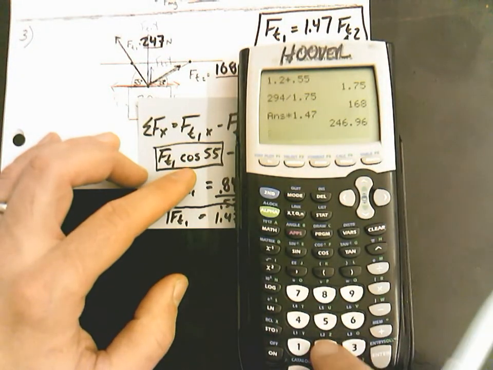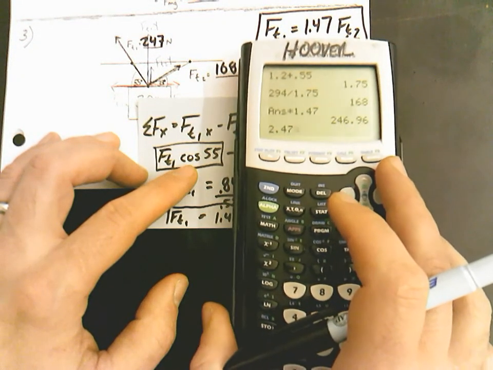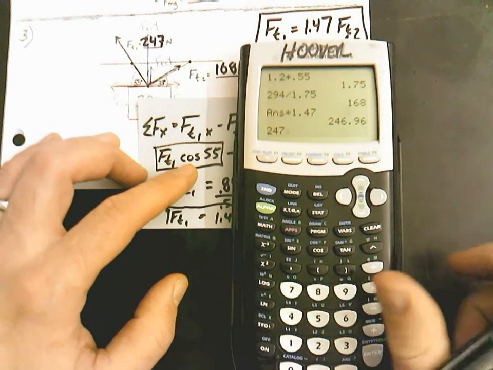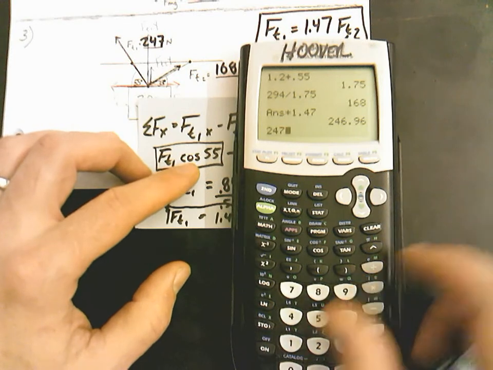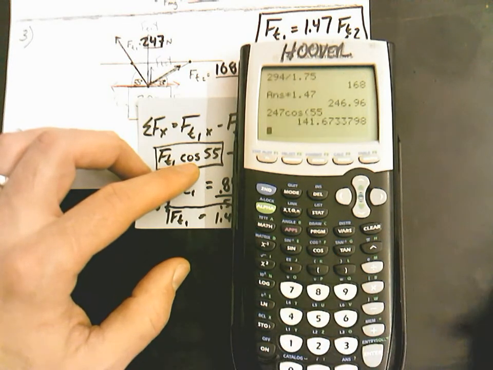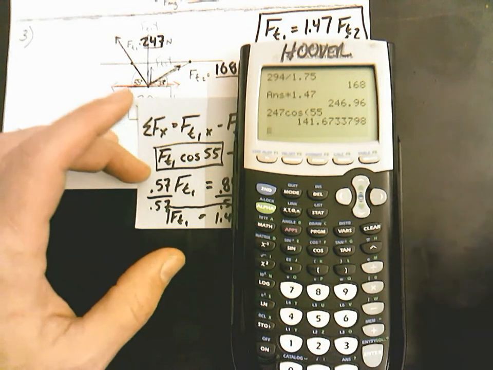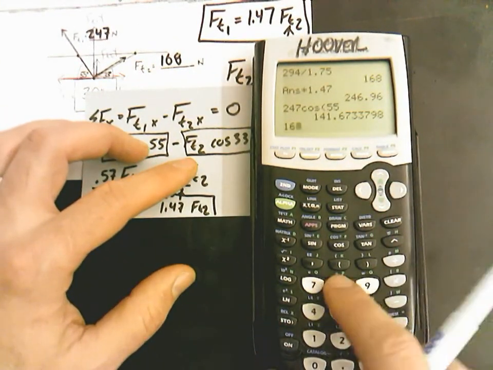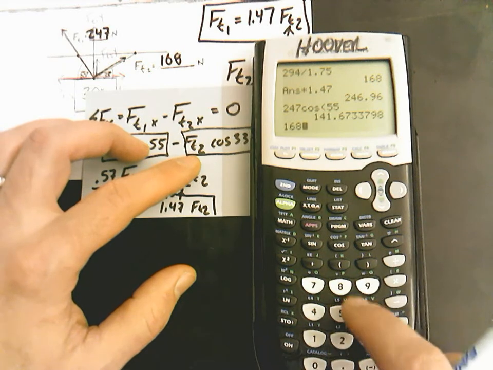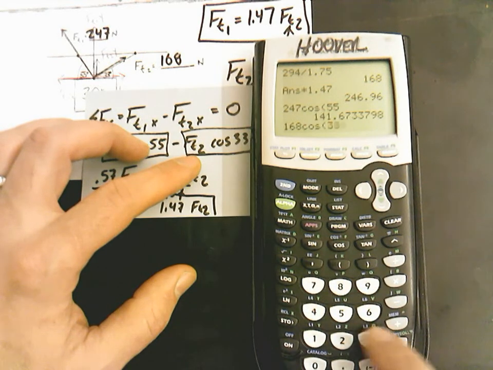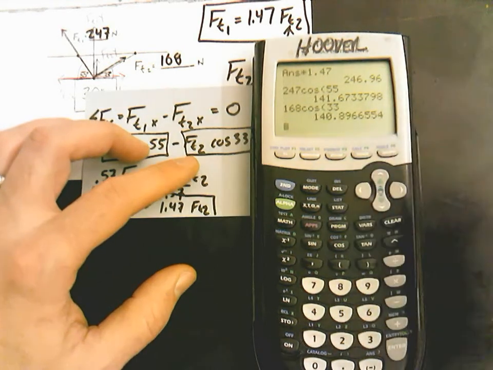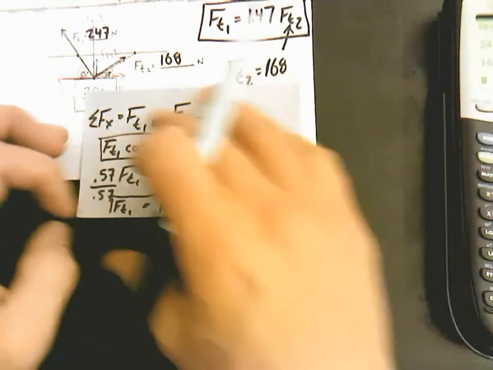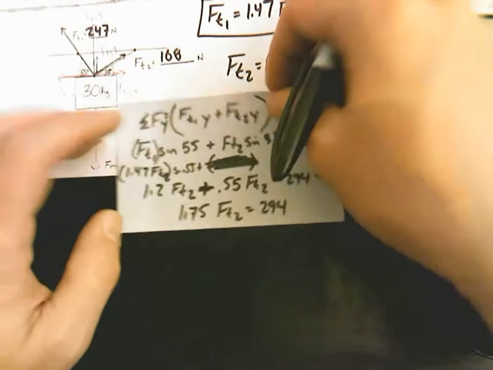We'll take 247 times the cosine of 55, which gives me an x component of 142-ish. It won't be exact because of rounding, but it does a pretty good job. Then we can do 168 times the cosine of 33. As long as they come up pretty close, which they do, then we know we did it right. You can also check it with the y summation if you want to. There's another way to check.